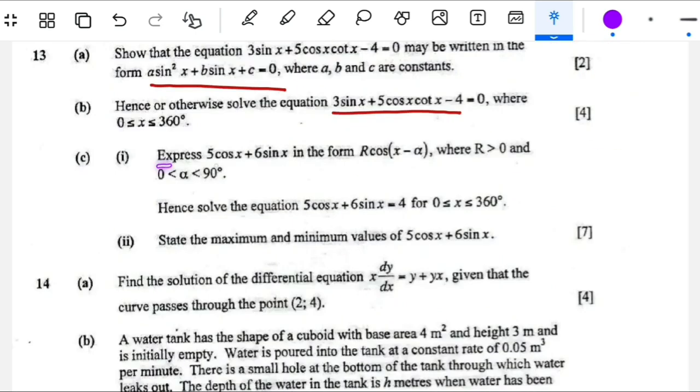Item 1 says express this in the form this one, where r is greater than 0 and alpha lies between 0 and 90. Then after that, we are supposed to solve it.